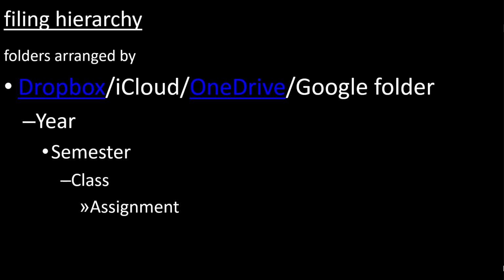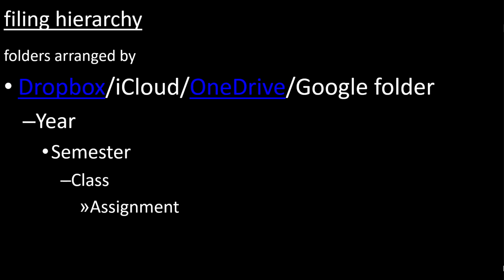iCloud, I believe you can set it to do the same thing. OneDrive or Google will all do the same thing. There's Backburner. There's all sorts of available software backup systems. All of them work the same way. They make a folder on your computer. Within that folder, you should have something like the year 2021 now, or you can do it by semester, and then by class, and then by assignment.